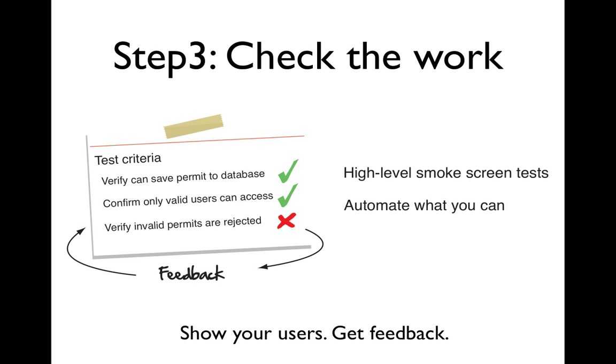Remember those acceptance criteria we gathered back in step 1? Here we play them back for our customer to show them they pass. This part is great. It shows our customers their software is working, we prove to ourselves that we know what we're doing, and if we're lucky, we'll catch a few bugs before they ever see the light of day in production. This check the work step is really important.